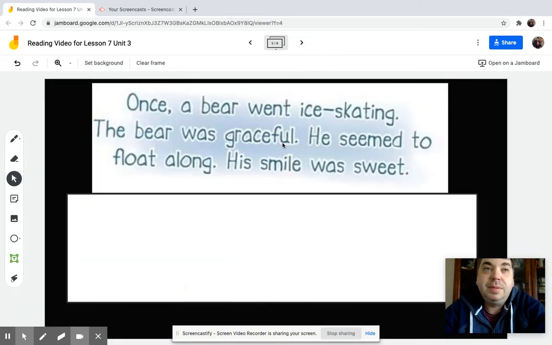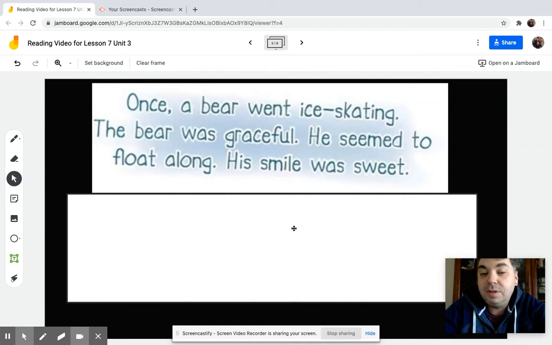This is a type of writing, and this is actually an example of something you could do in your own writing. Today's lesson is all about reading, but whoa, could we actually use some of this in our writing? And the answer is yes. Let me show you an example of a regular couple of sentences that we could use. It says, once a bear went ice skating. The bear was graceful. He seemed to float along. His smile was sweet. So that's just some regular writing from the author.